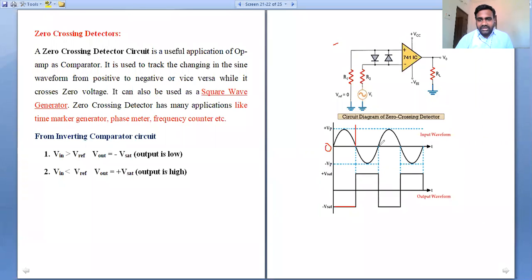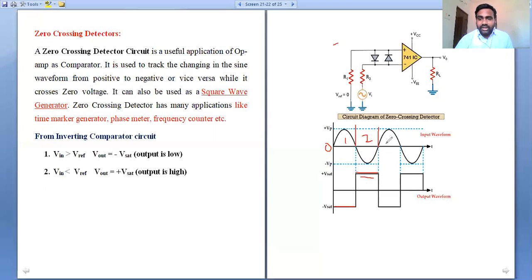This is the first instant, and this is the second instant. At the second instant, the input voltage is less than the reference voltage. The reference voltage is 0 volts, and the input voltage is at the negative peak. The input voltage is less than the reference voltage. That's why here we have a positive Vsat.